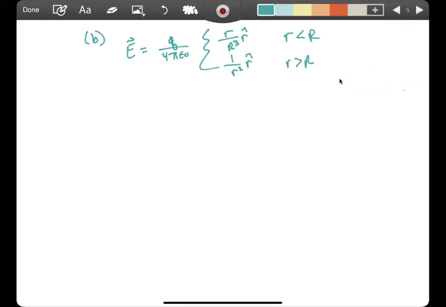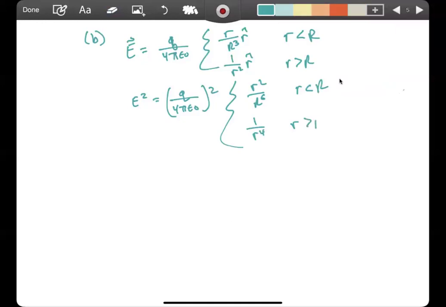Which means that my electric field strength squared is going to be Q divided by 4 pi epsilon naught, quantity squared, times r squared over r to the 6th when r is less than capital R. And we're going to get simply 1 over r to the 4th when r is greater than capital R.